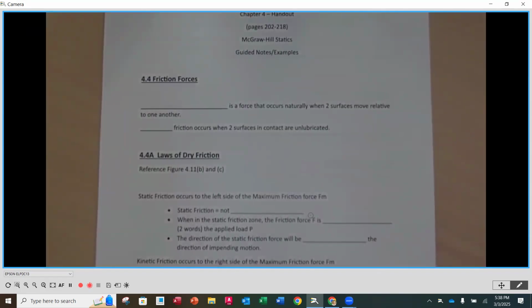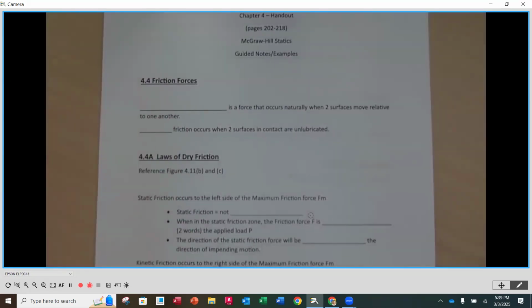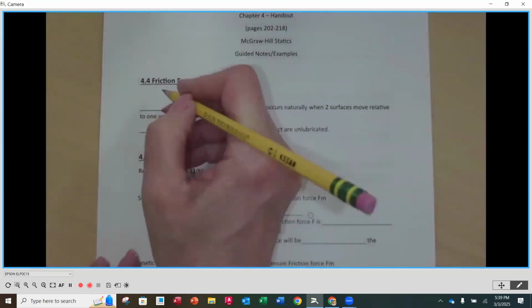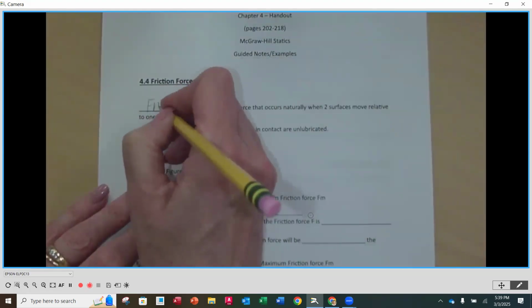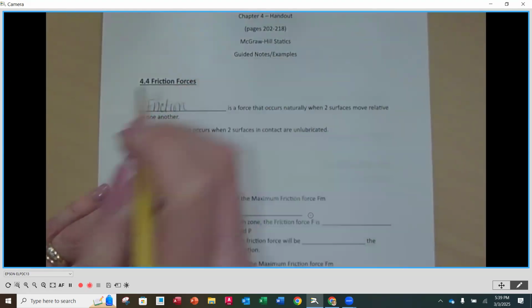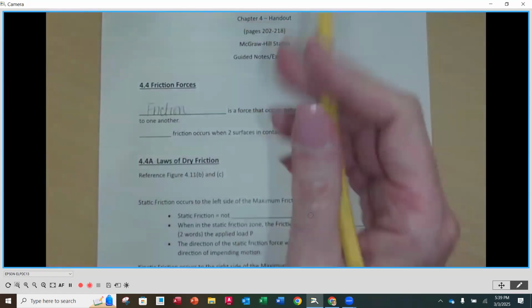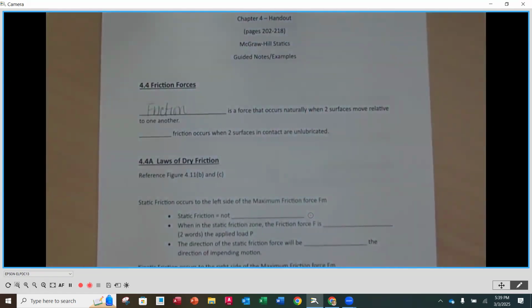So I've got some guided notes here. You're welcome, I encourage you to read the chapter here or the sections that I have specified in that learning plan. And that'll give you a little deeper understanding, but I want to hit the highlights here through the guided notes that we have. So here it says blank is a force that occurs naturally when two surfaces move relative to one another. So as you can imagine, we're talking about friction. Friction is a force. Okay, friction is a force that occurs naturally when two surfaces move relative to one another.